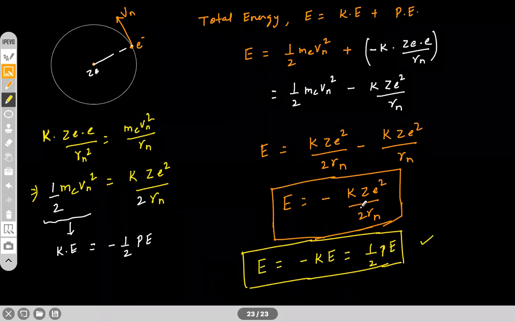Correct. Now you see this Rn you have already calculated. You can substitute Rn here and find the formula for energy. So this E formula I'll write down here. The total energy of an electron present in nth orbit is negative of 21.8 into 10 to the power minus 19 Z square by n square joule per atom.